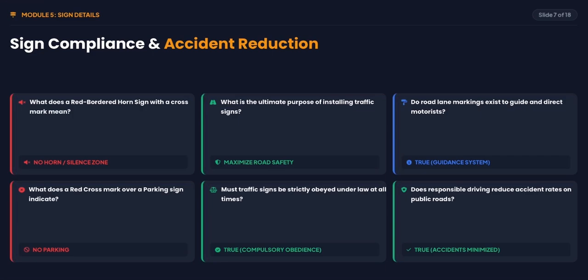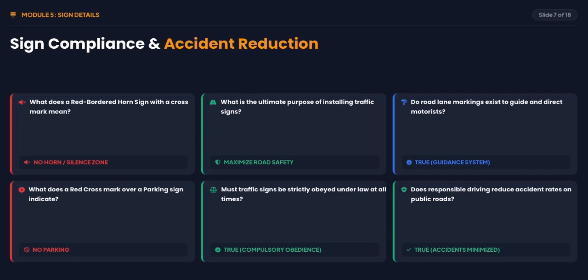What does a red boarded horn sign with a cross mark mean? No horn or silence zone. What is the ultimate purpose of installing traffic signs? Maximize road safety. Do road lane markings exist to guide and direct motorists? True. What does a red cross mark over a parking sign indicate? Parking is not allowed.